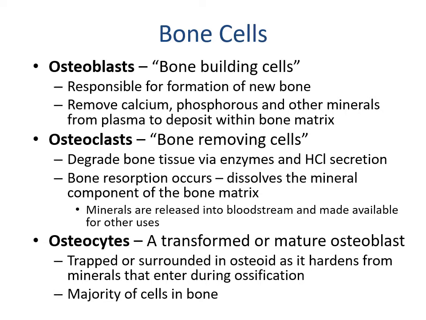And then you have osteoclasts, which I always think of as chewing. They chew up or remove bone cells. These degrade bone tissue via enzymes and hydrochloric acid secretion. And so what we have is bone resorption. This dissolves the mineral component of the bone matrix, and the minerals are released into the bloodstream and made available for other uses.